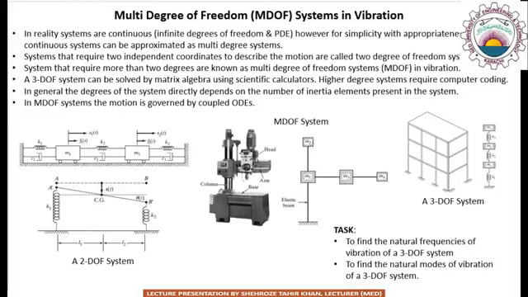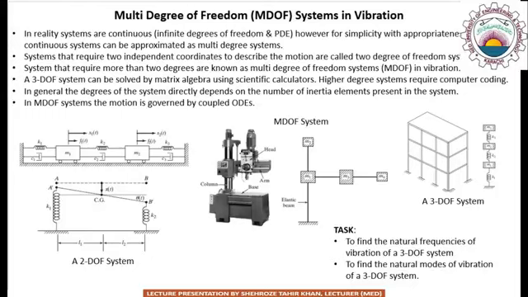Finally, we have n natural frequencies, which are associated with their own mode shapes, for a system having n degrees of freedom. The natural frequencies are determined from the characteristic equation, which is obtained by equating the determinant to 0, and this is applied to such types of systems.